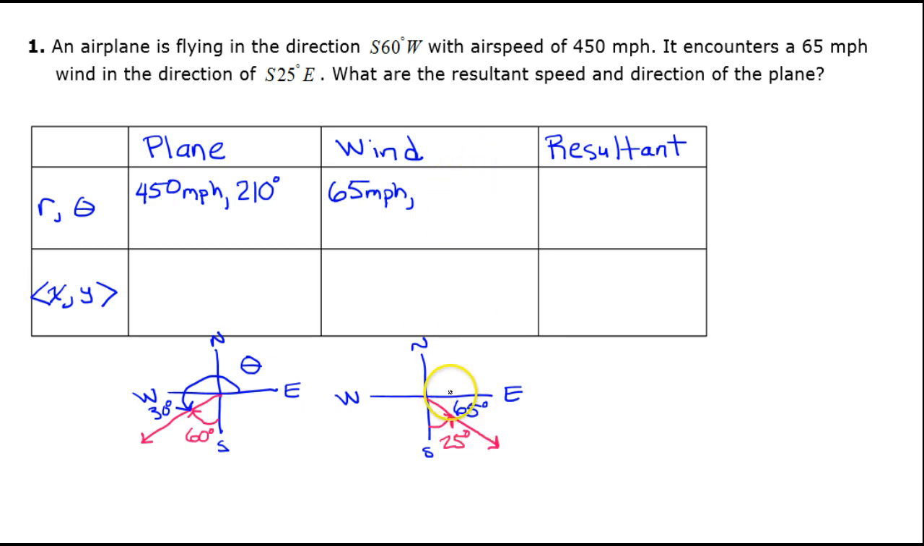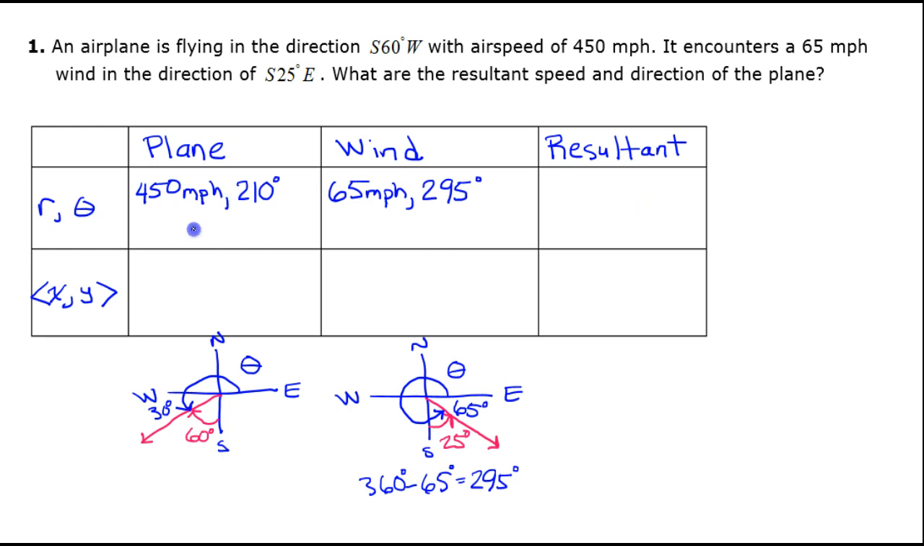For the chart, we need the direction measured from the positive x-axis. So we need the direction that goes like this. Okay, and that's going to be 360 minus 65. And that will be our theta. 360 minus 65, that's 295 degrees. So that's the angle that we need for the chart, 295 degrees. All right, so we have now found the magnitude and direction for each of our two vectors.